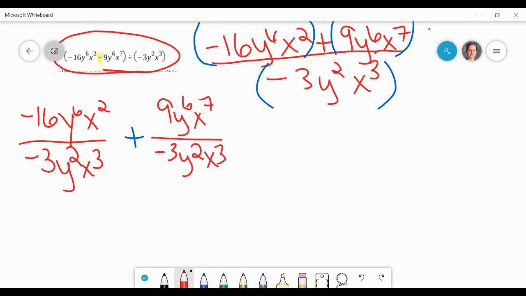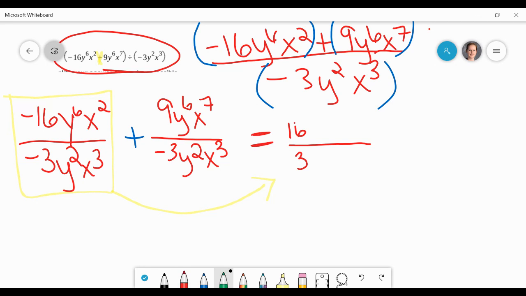So from here, you just need to remember your exponent rules and, of course, your division to be able to simplify this. So my first term, I'm going to look at this guy right here first. Okay, and I'm just going to throw an arrow. We're going to say, well, negative 16 and negative 3, they don't divide evenly, but I can get rid of that negative. So this just becomes 16 over 3.